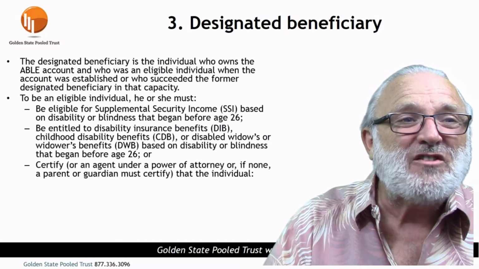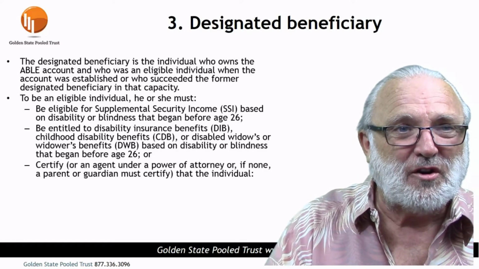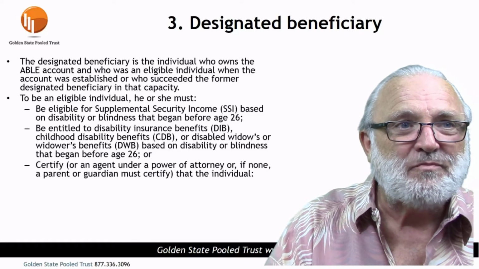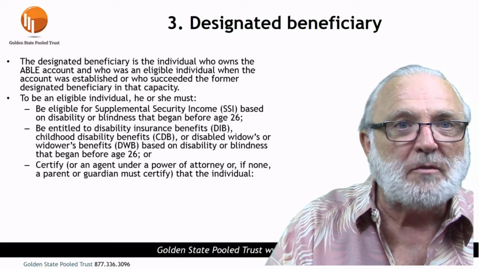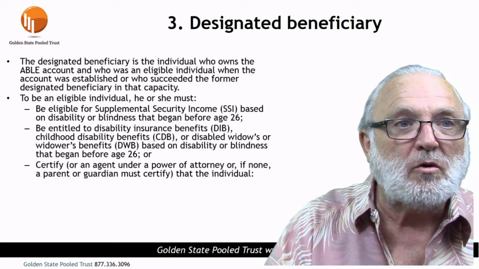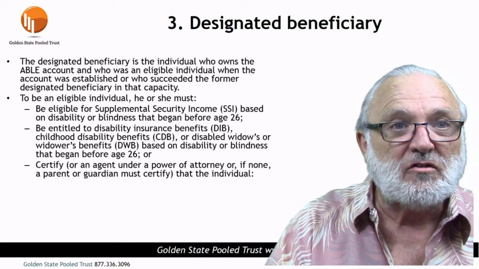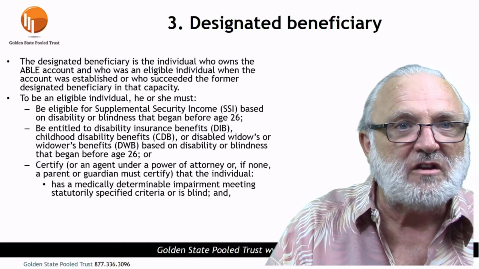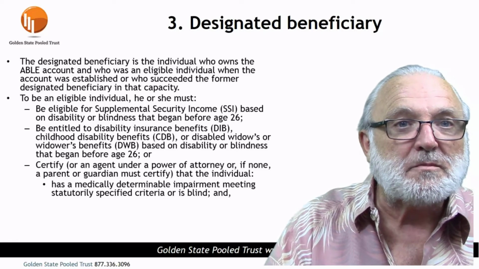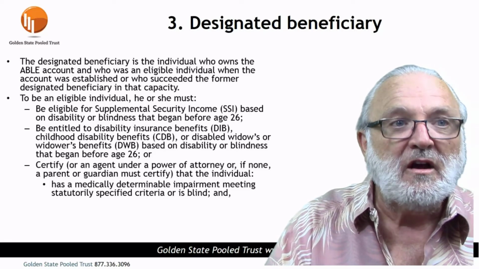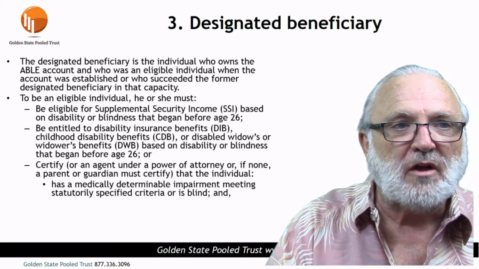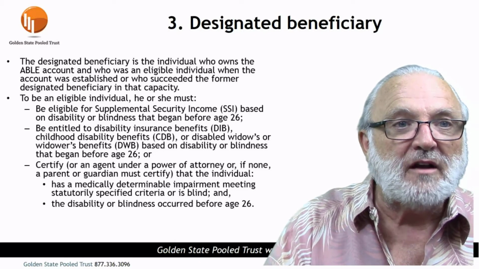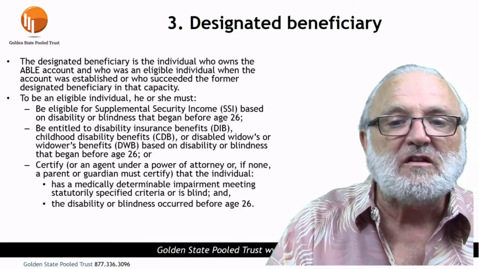Or have a certification from a doctor, and that can be gotten by the individual, or an agent under a power of attorney, or by a parent or guardian, certifying that he or she has a medically determinable impairment meeting statutory criteria or is blind, and the disability or blindness occurred before the age of 26.